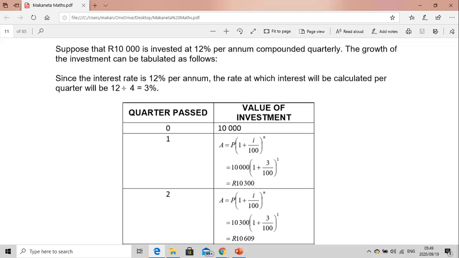Now, the second quarter, of course, you take the same amount now. Now, notice the difference.